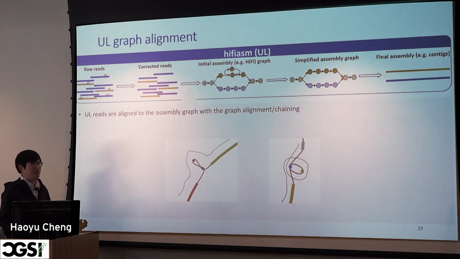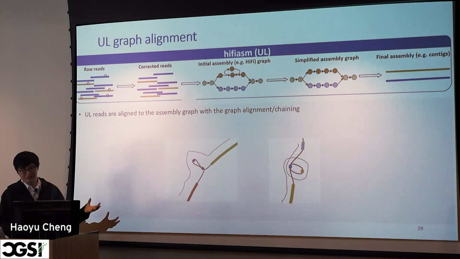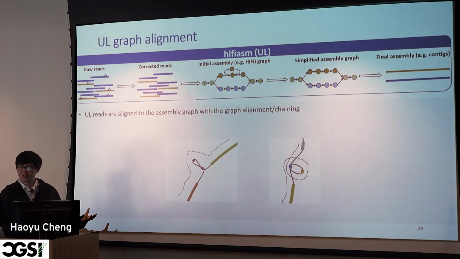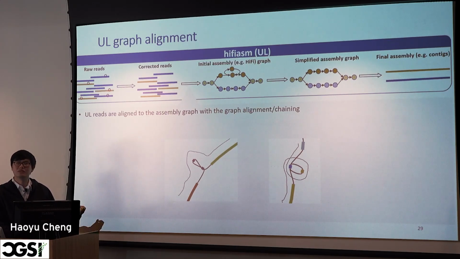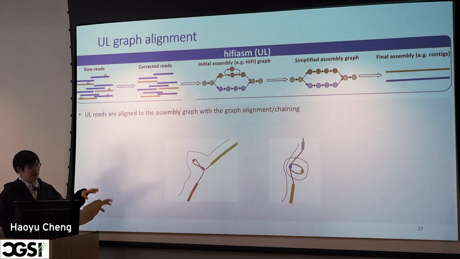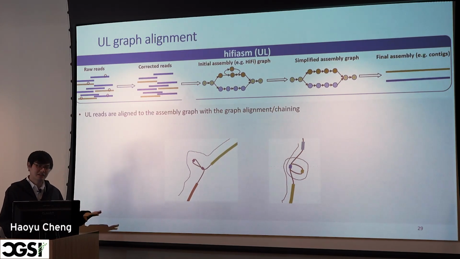After that, we have a very nice graph, and we try to map the ultra-long reads on top of it. Especially for the tangle regions, most of which come from segmental duplications, centromeres, or some repeats, this graph-based alignment will give us a sense of how each region should be resolved.